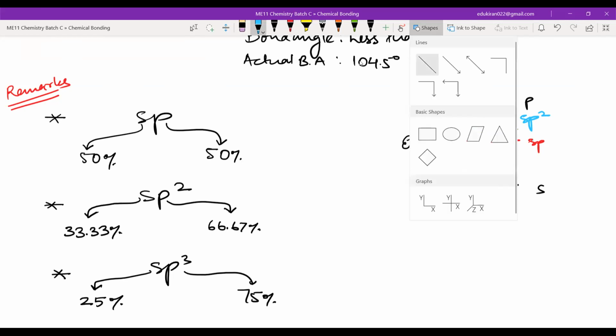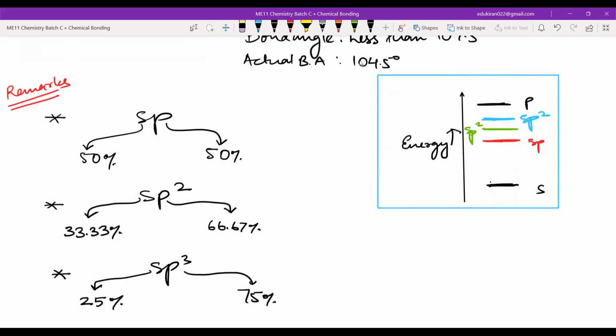Now this part will be used in organic chemistry. Okay, it will be used in organic chemistry.